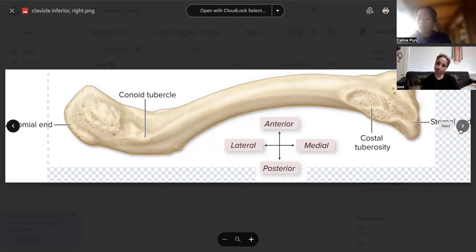So I always think about these words as pairings. They're like opposites of each other. Anterior always means front, while posterior means back. And lateral means furthest away from the midline, while medial means closer to the midline.